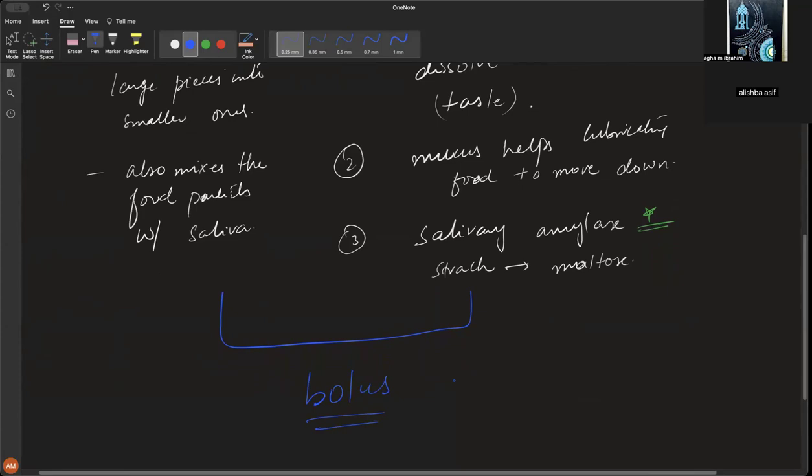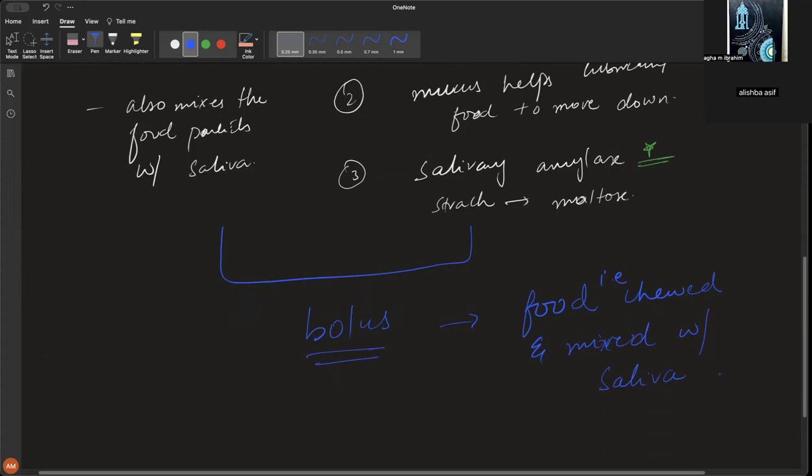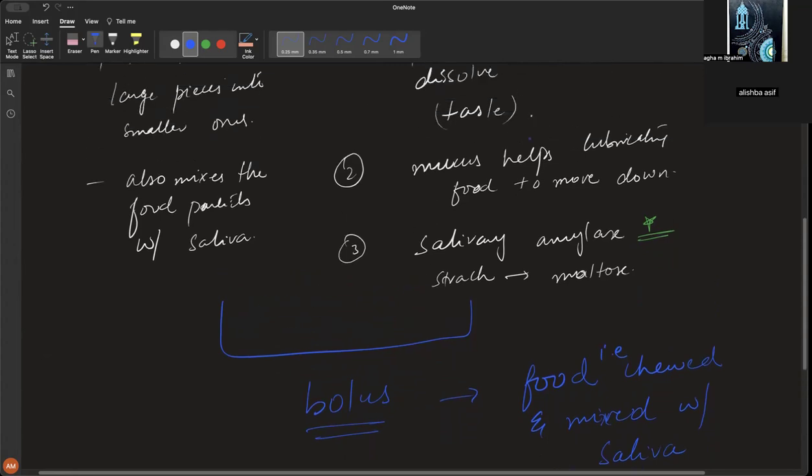This creates bolus, which is food that is chewed and mixed with saliva to create a ball form. It becomes kind of a small ball. Right? From that you can remember bolus. Go ahead, I want you to write it down.